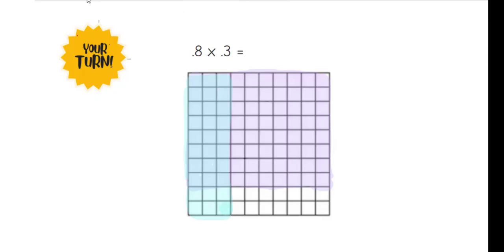So now, again, I'm going to put a box around my area and figure out that 8 tenths times 3 tenths. You can count these up. Some of you already did. And the answer is 24 hundredths. Now this last one's a little bit of a challenge.